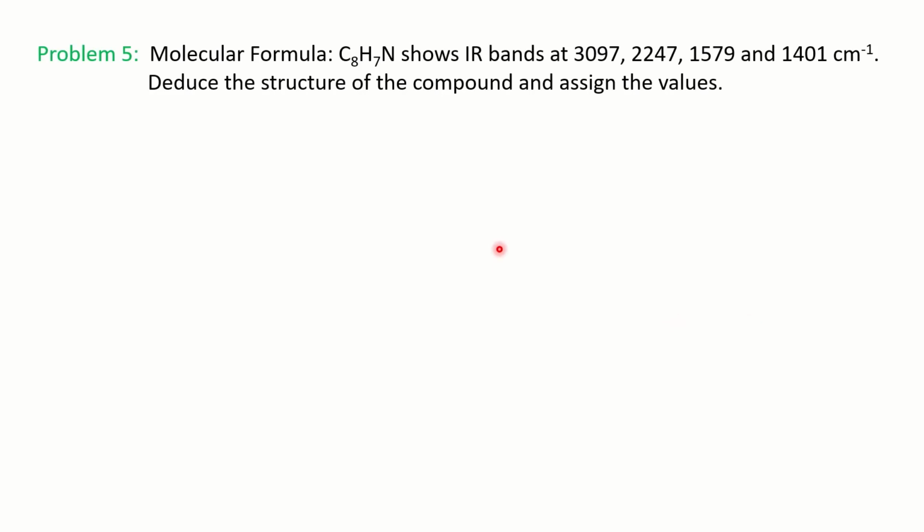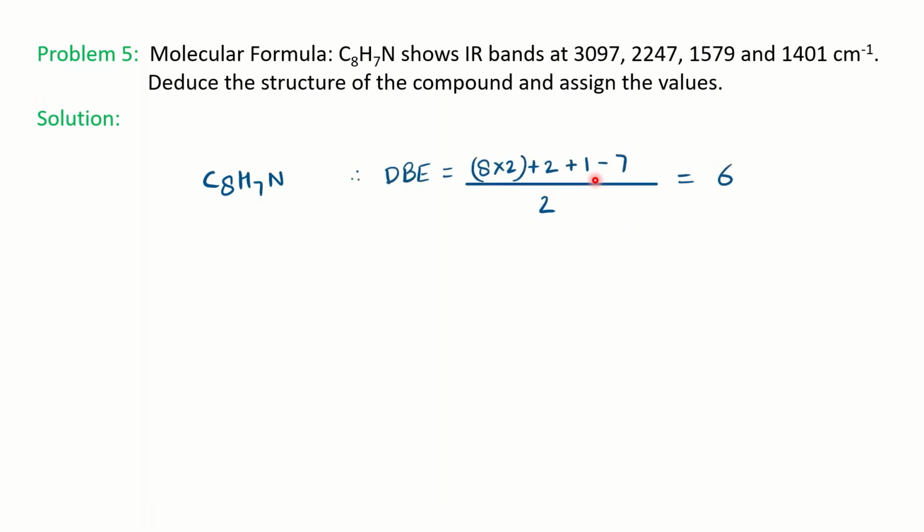So this is our next problem, where again the molecular formula is given along with the IR peak. You have to determine the structure of the given molecule. So we know the step is you calculate the DBE. Here the DBE is 6.